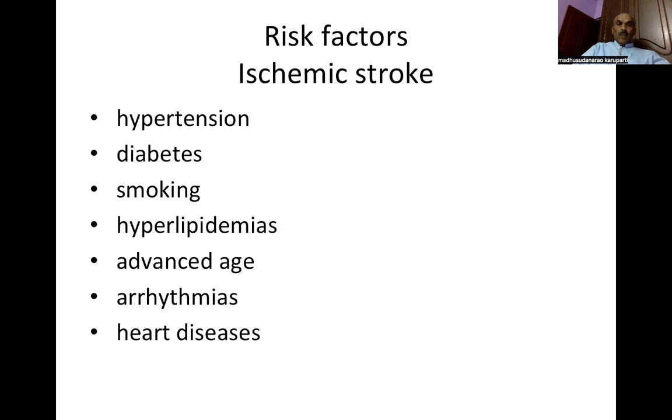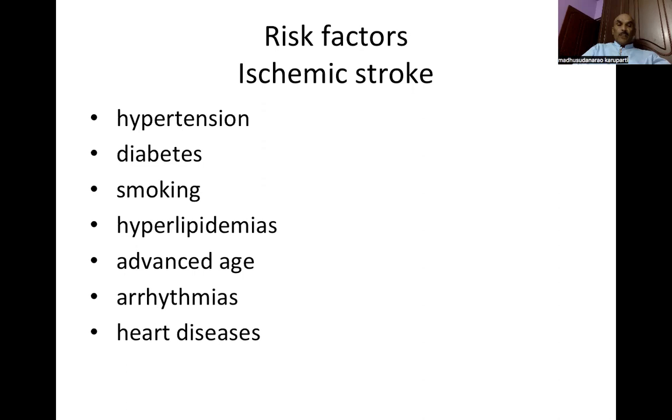What are the risk factors? Risk factors for stroke include hypertension. When hypertension is untreated or poorly controlled for a long time, it can result in injury to the intima of the blood vessels that causes weakening of the terminal vessels, resulting in rupture. An abrupt rise in blood pressure can result in cerebral hemorrhage.